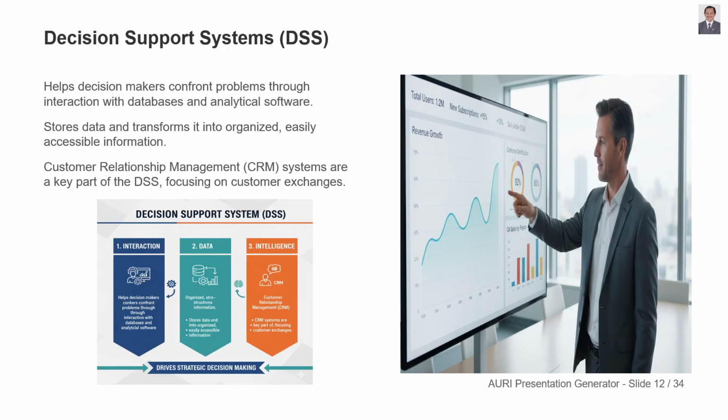A decision support system, or DSS, is an important strategic tool for today's managers. A DSS is an interactive computer system designed to help decision-makers tackle complex problems using databases and analytical software. Beyond simply storing raw data, a DSS transforms it into organized, accessible information. This information is presented clearly to facilitate quicker, more informed decision-making.